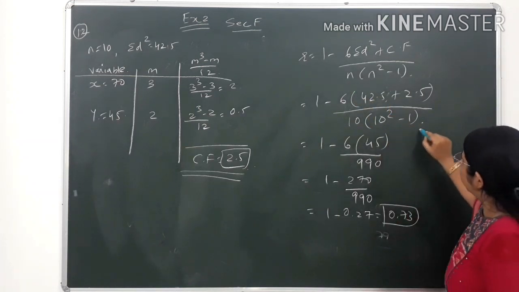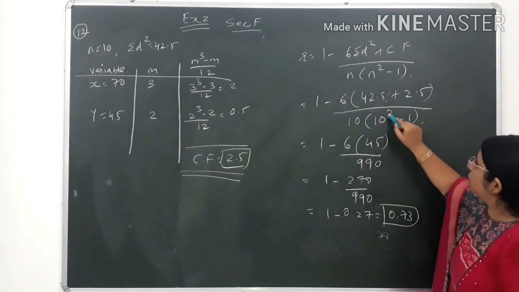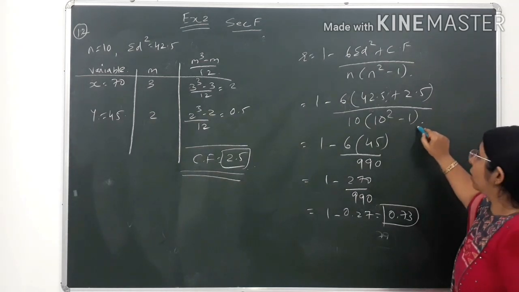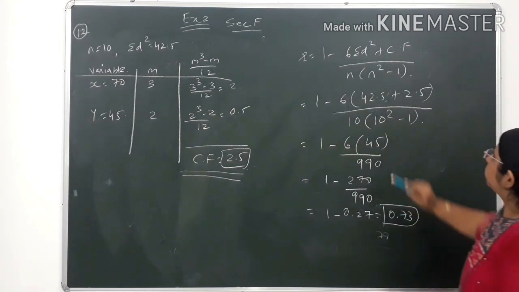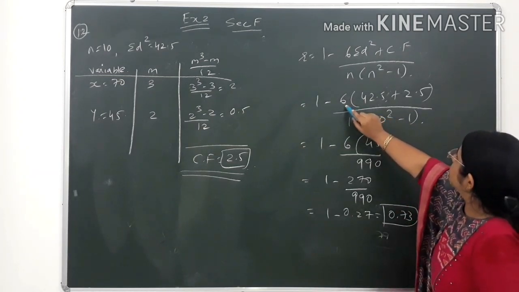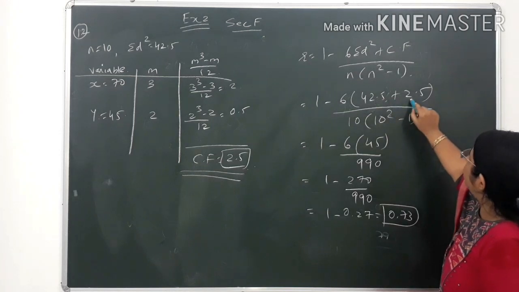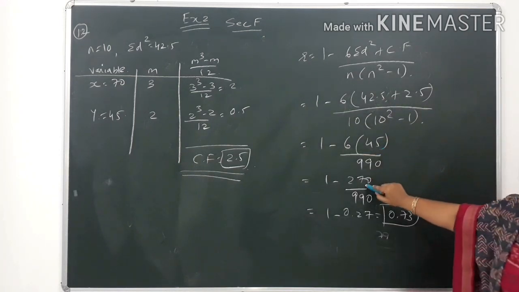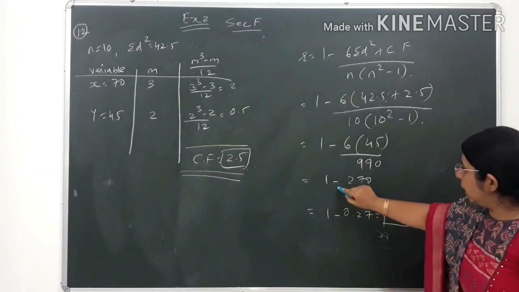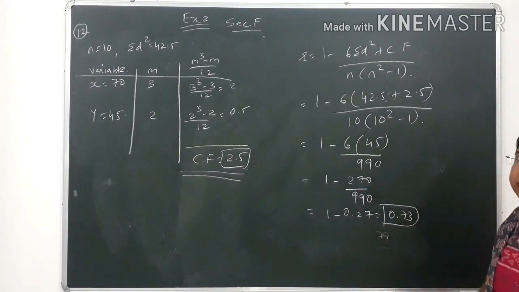Now this denominator I am directly writing. You know easily, 10 square means 100, 100 minus 1, so 99, 99 into 10 would come to 990. In the numerator you can see 6 into 42.5 plus 2.5, it would come to 45. So 45 into 6 would come to 270. So 1 minus 270 upon 990.